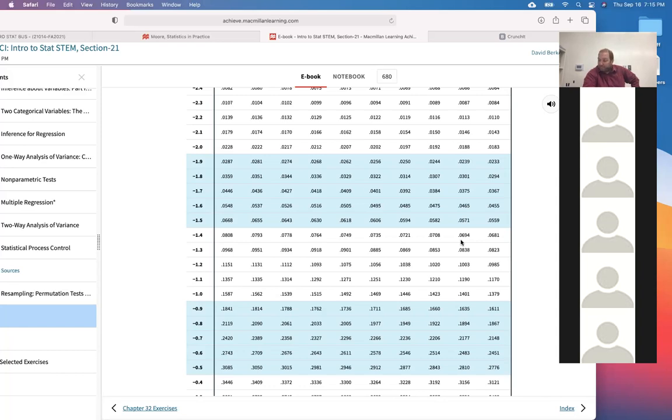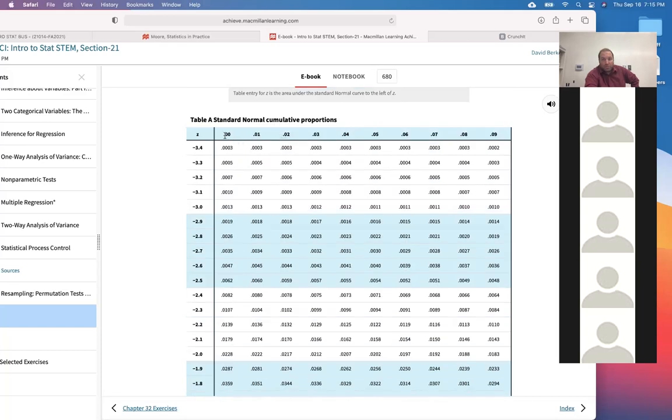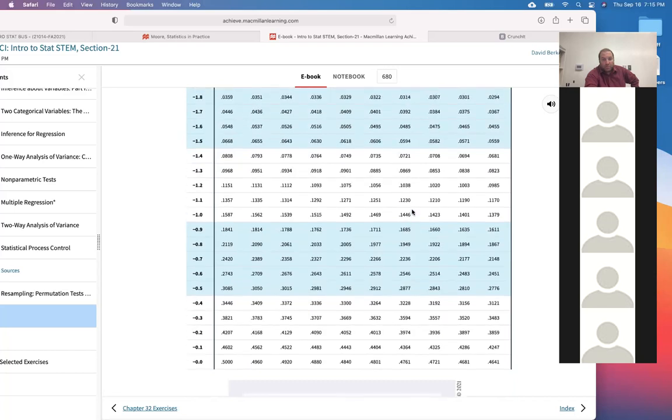Would it be 0.0885? I don't think so. How do the columns go again? Well, the last column is 9. Okay, so 9876. Is it 0.0869? Right, it starts with 0.00 up to 0.09. So negative 1.36 would be 0.0869.